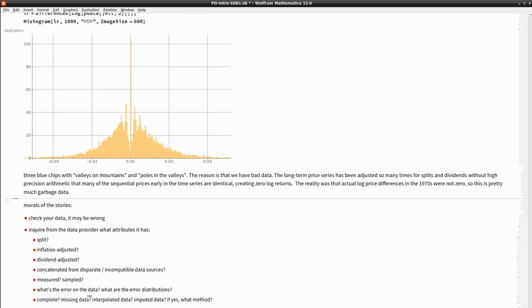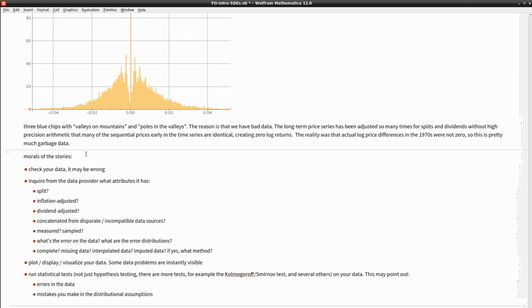So I summarize this as a couple of morals of the story. This is more a data science perspective, but you should adopt that when you're doing computational finance. Check your data. The data itself may be wrong. And inquire from the data provider what attributes the data has. So does the time series recognize splits properly? Is the data inflation adjusted? Is the data dividend adjusted? And was it concatenated from disparate or incompatible data sources?